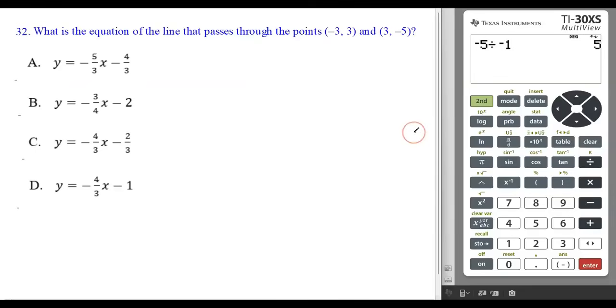Whenever it says y equals, just go to your table button right here. Let me clear this out first. Hit table, and y equals shows up here. See that? Hit clear. And what I'm going to do is punch in each equation. Let's start with equation A. Y equals negative 5/3 x minus 4/3.